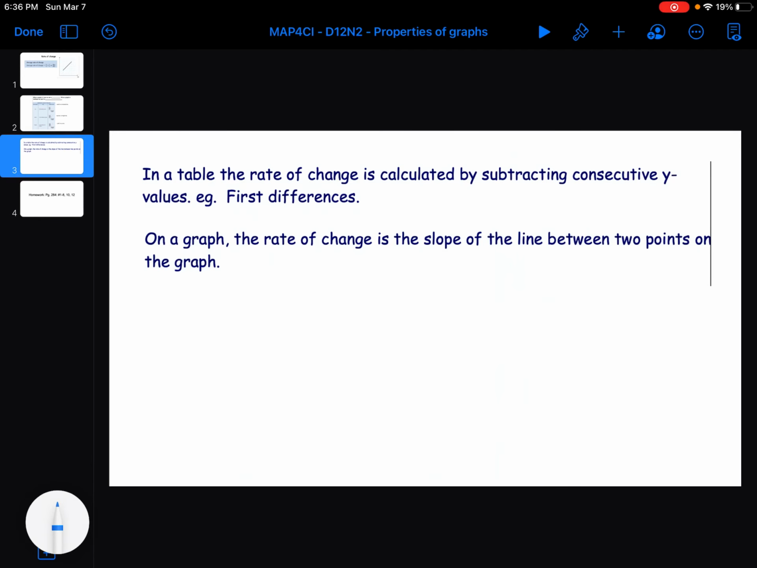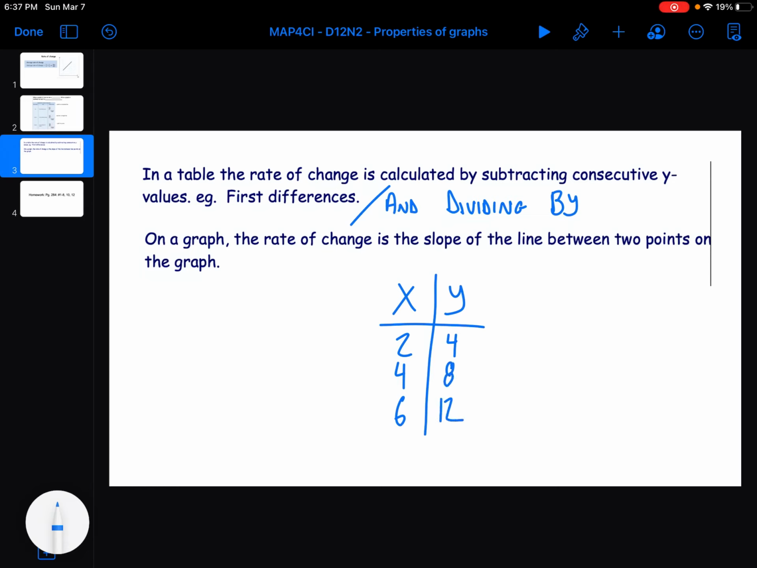Okay. So in the table, the rate of change is calculated by subtracting consecutive y values, the first differences, and dividing by the x values. Okay, so dividing by x. I'm going to show you what I mean in a second. On a graph, the rate of change is just used by the slope. So if we were finding the slope from a table of values, the only reason you need to know this is if the x's aren't going up by ones. So like this example, we've got 2, 4, 6. If the y's went up by, I don't know, 4, 8, 12.